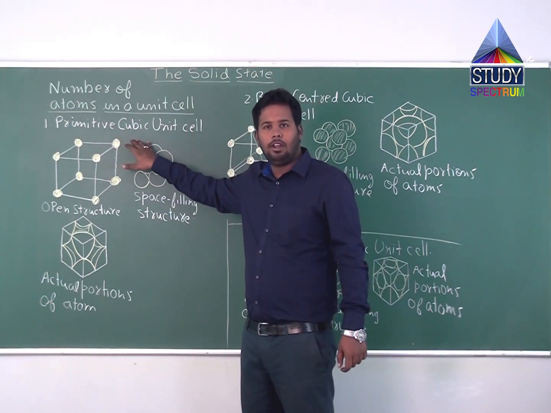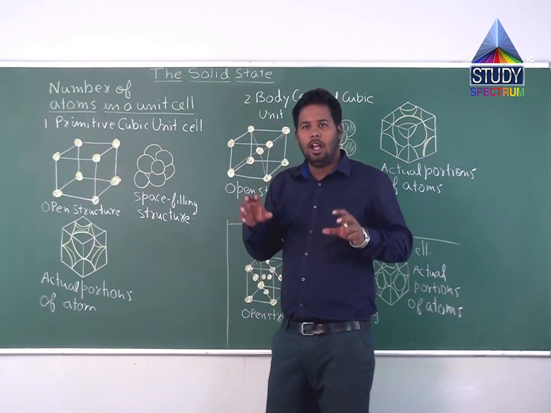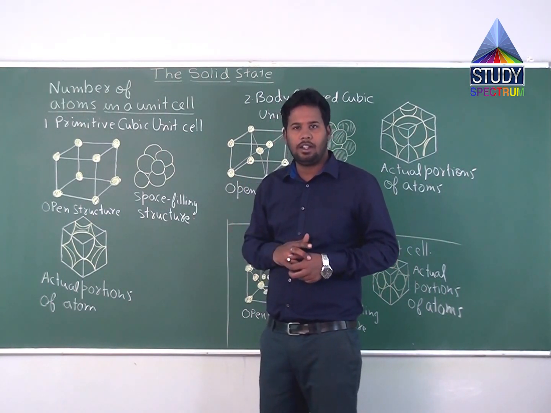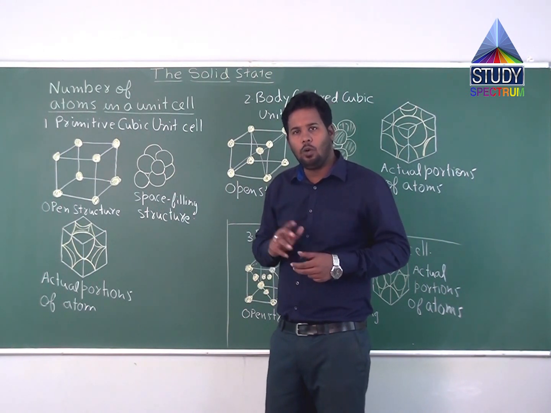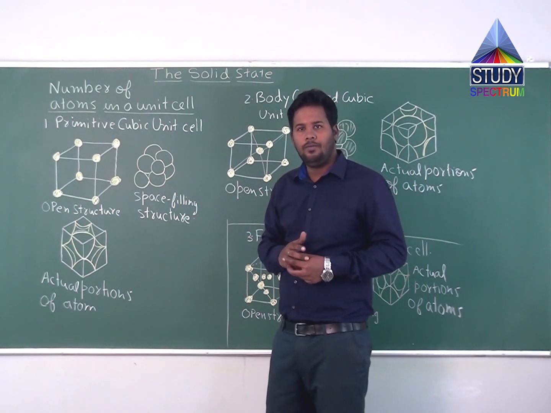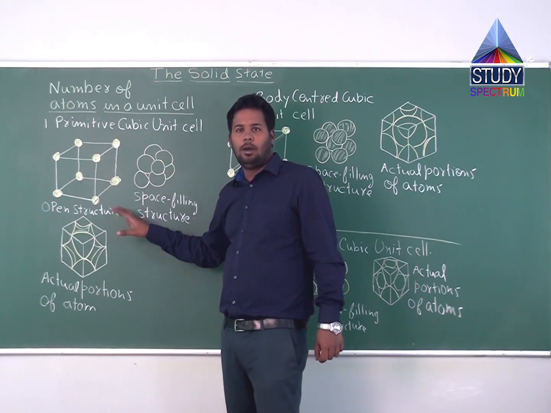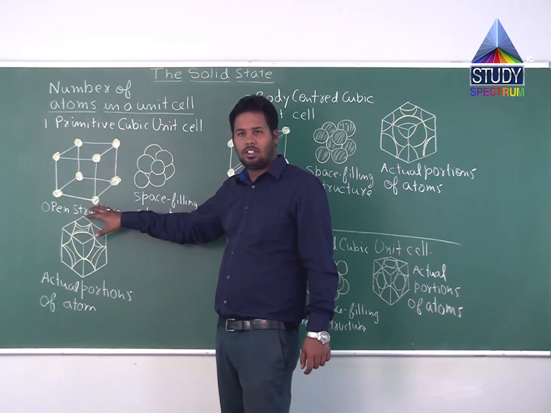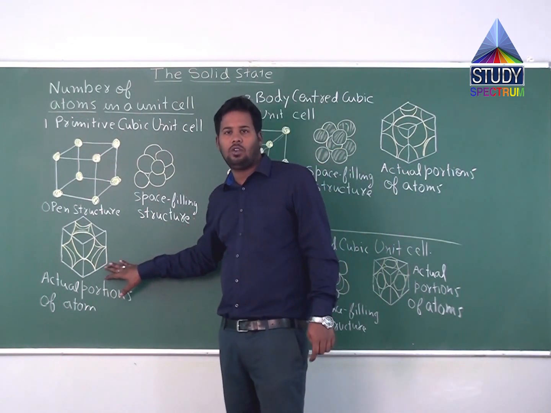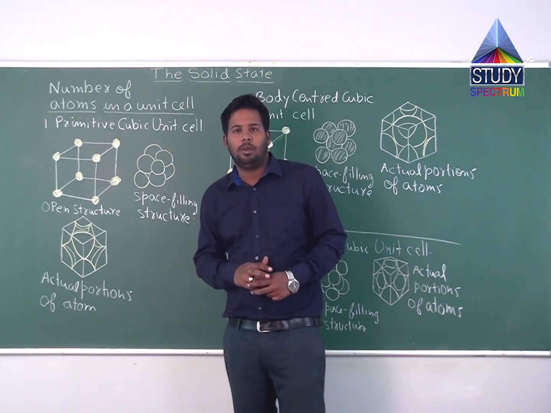So when we want to find the number of atoms in a unit cell, we'll see about the first primitive cubic unit cell. If you remember, in primitive cubic unit cell, at the corners only of that cube, atoms or the constituent particles were placed, and at no other position than corner. Now these are three different ways of representing primitive cubic unit cell. This is open structure, and this is a space filling structure, and this diagram is actually the actual portions of atoms in that primitive cubic unit cell.